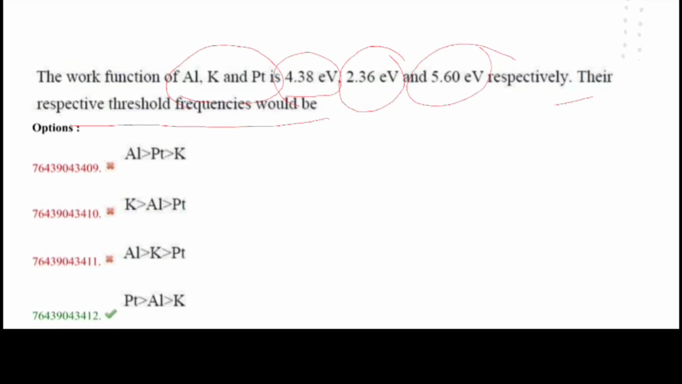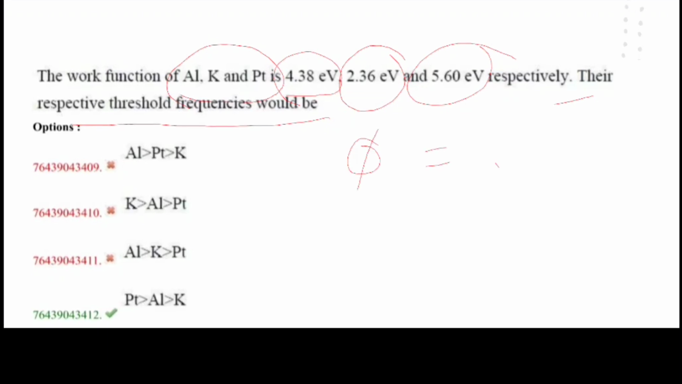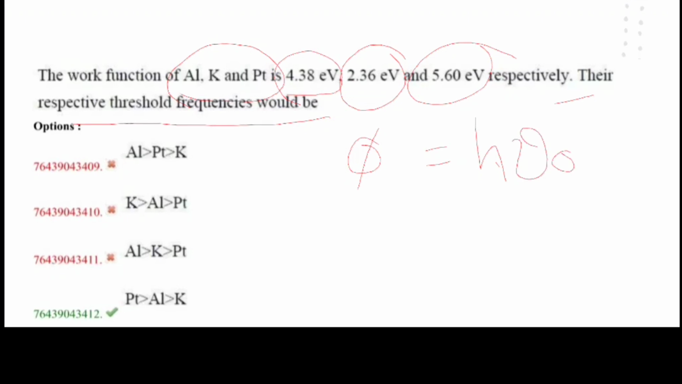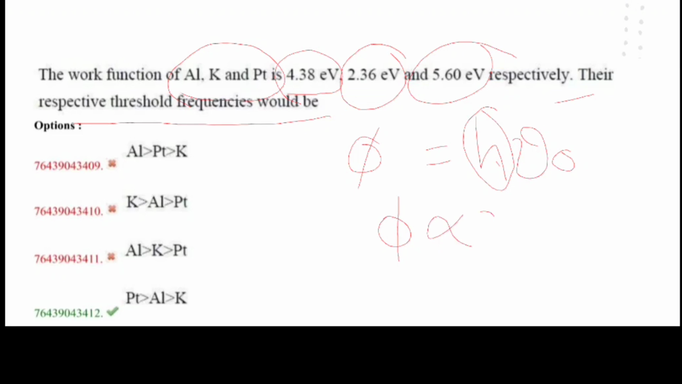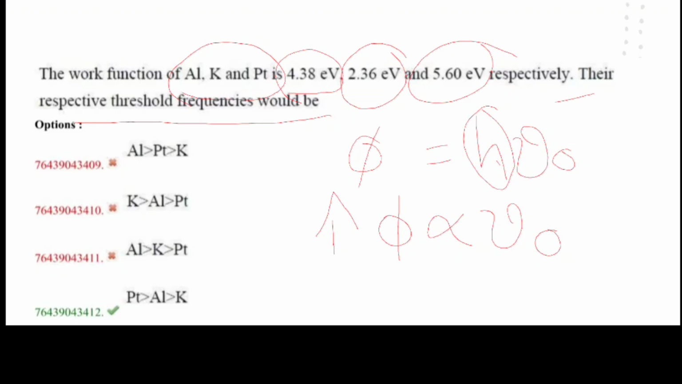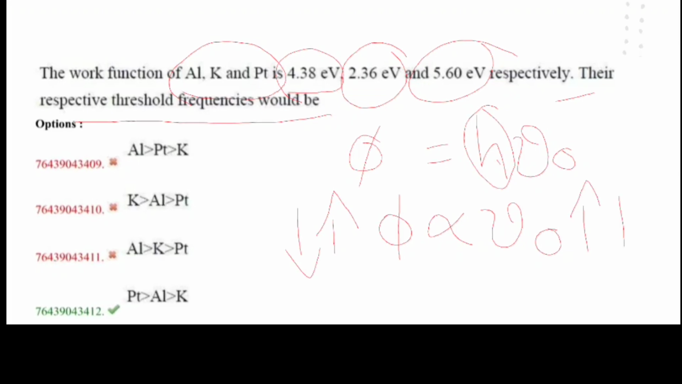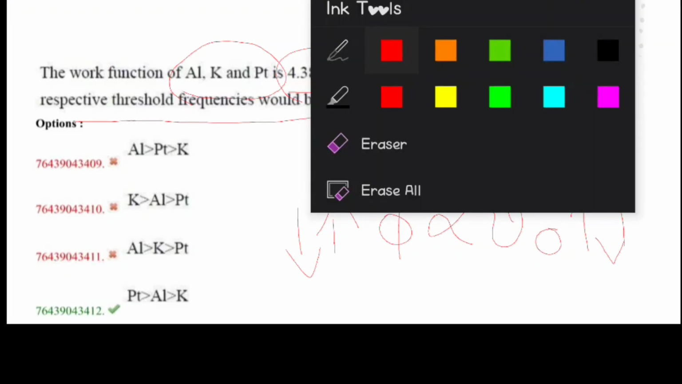Here we should learn that work function is equal to h constant into threshold frequency. If we remove this h, we can write work function is directly proportional to threshold frequency. If work function increases, threshold frequency increases. If work function decreases, threshold frequency decreases.